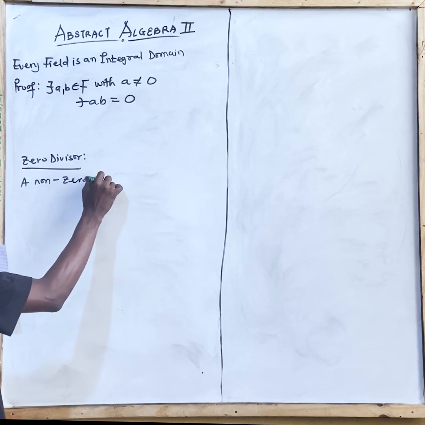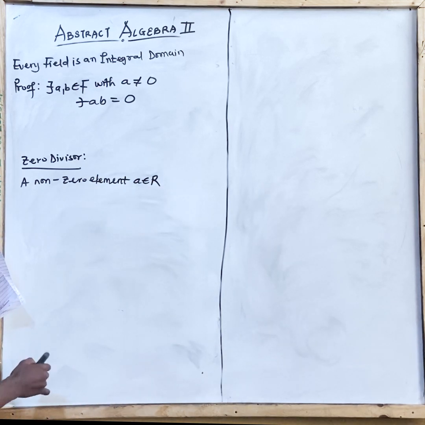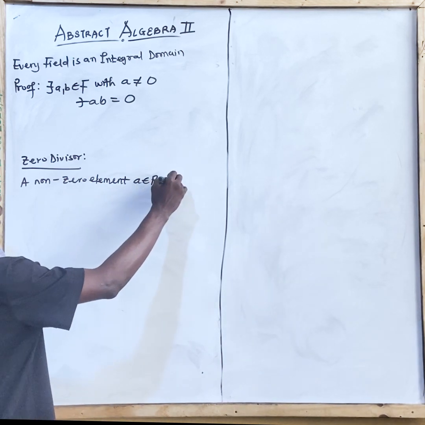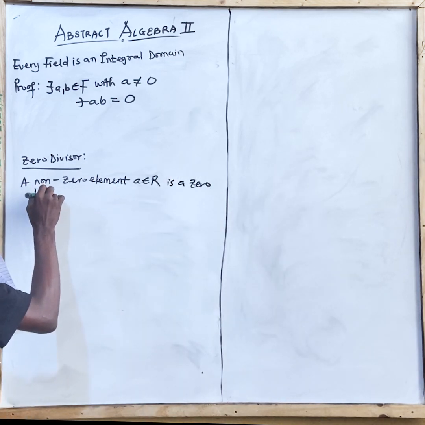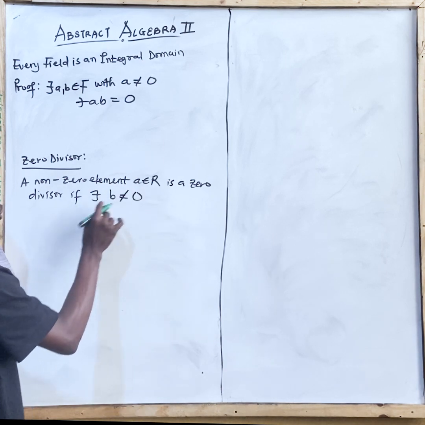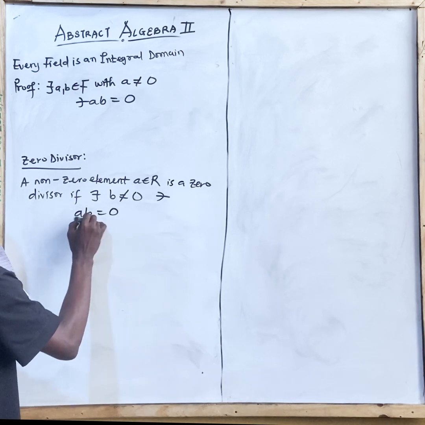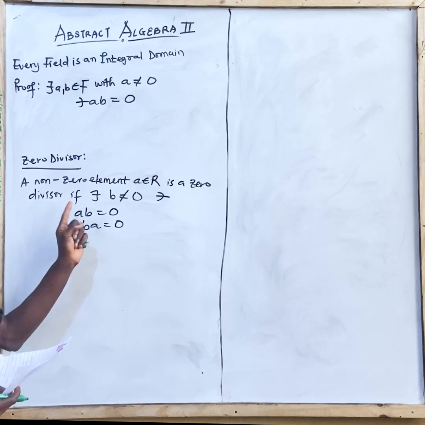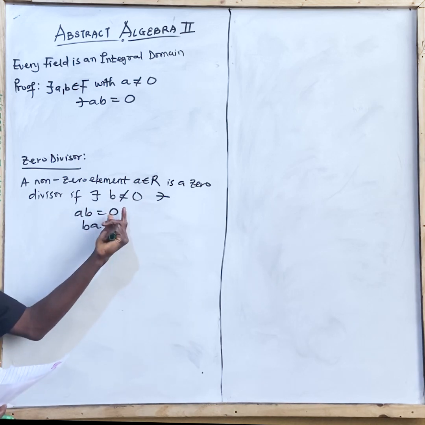A non-zero element A in R, that is, this A cannot be 0 in R, is a zero divisor if there exists a B which is also a non-zero element such that AB equals 0, or we say BA equals 0. This is what they mean by zero divisor. Neither A nor B is 0, but when I multiply the two, it's giving me 0.